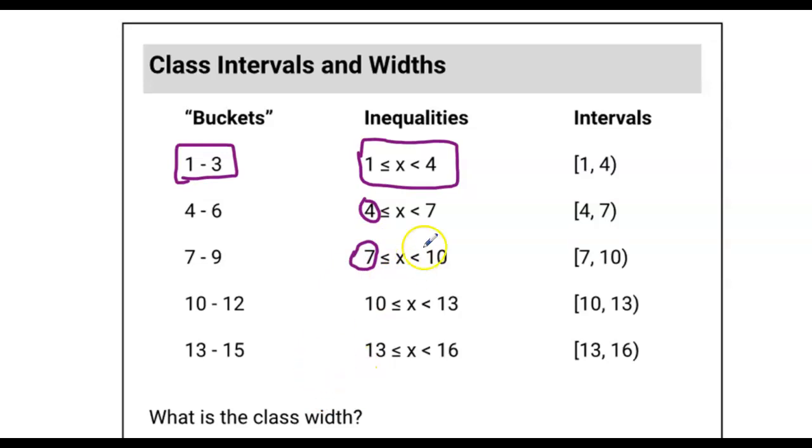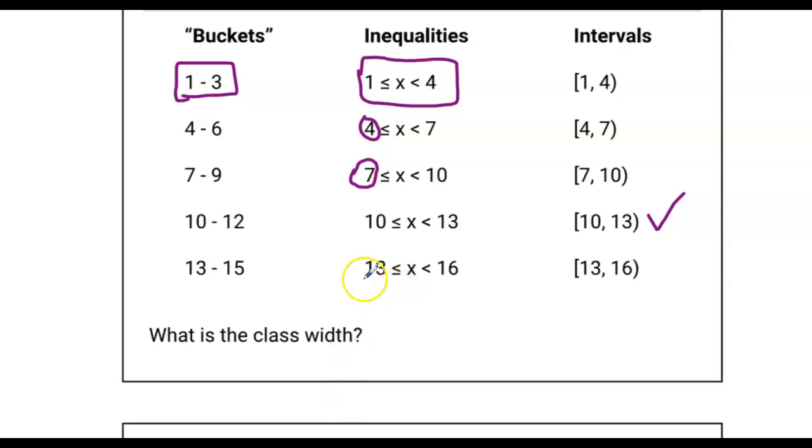So there's no ambiguity as to where to put the 4, where to put the 7. If you got a value of 10.0, it wouldn't go in this interval, it would go in this interval, because that's where the tens go. There's an equal sign here. What is the class width here? Well, as we said before, the class width is going to be everything from this value, the 4, to this value, the 1. So it looks like the class width here is 3.